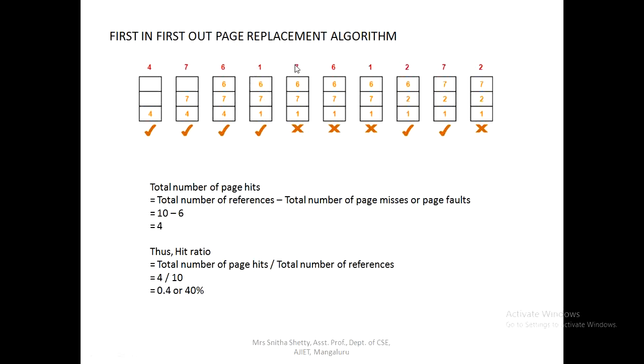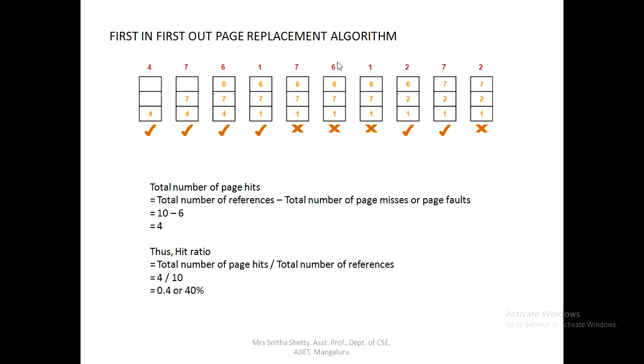Now 7. Whether 7 is there? Yes, 7 is there, so this is not a page miss. We call it a page hit. So what is a page hit? If the required data is there in the frame, we call it a page hit. If the required data is not there in the frame, we call it a page miss. Initially the frame is empty, so 4 was not there. We brought 4, next 7, then 6, then 1. But 7 is already there in the frame, so we call it a page hit.